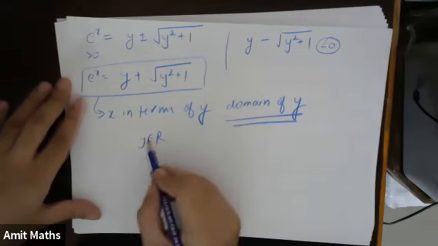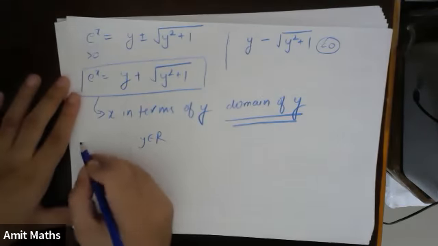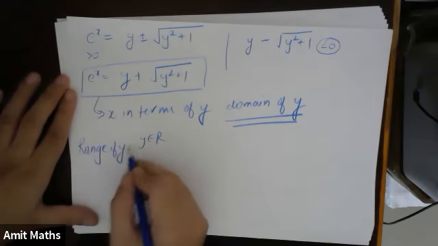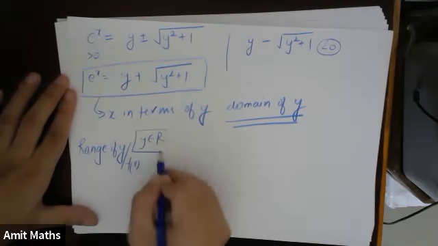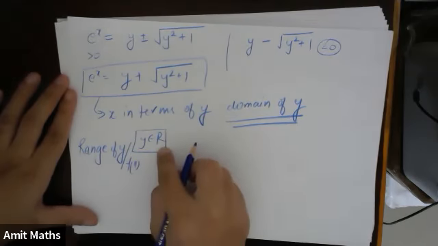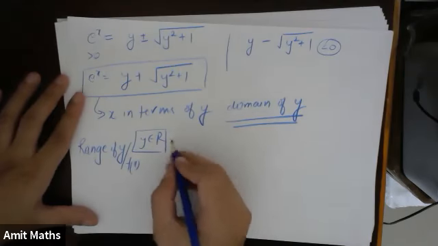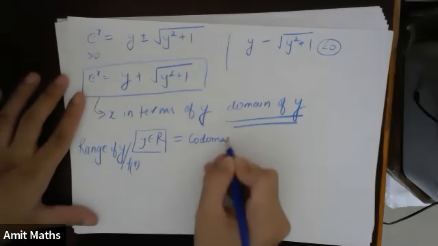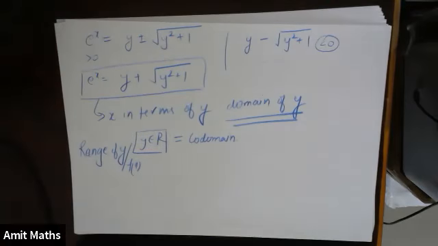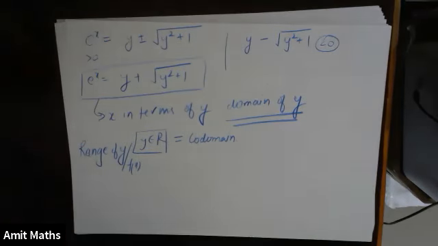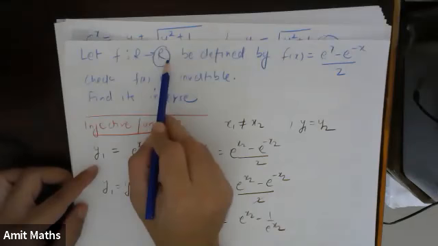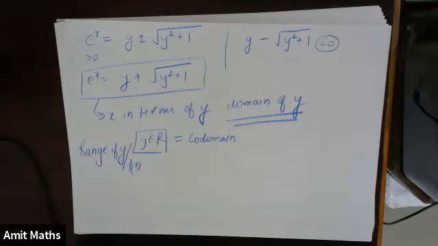If this is the domain of y, this domain will become the range. So y belonging to real numbers becomes the range of f of x. The range of f of x is y belongs to real number, and this is also equal to the codomain, because in the question they have given the function is from R to R. So the codomain becomes equal to the range.